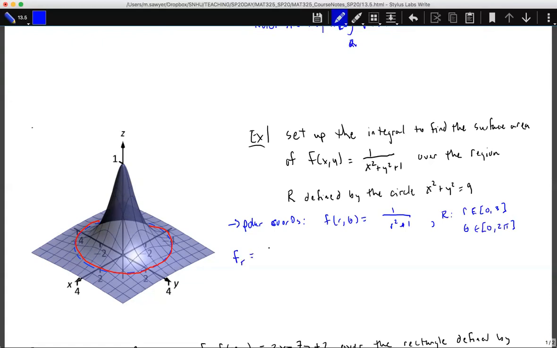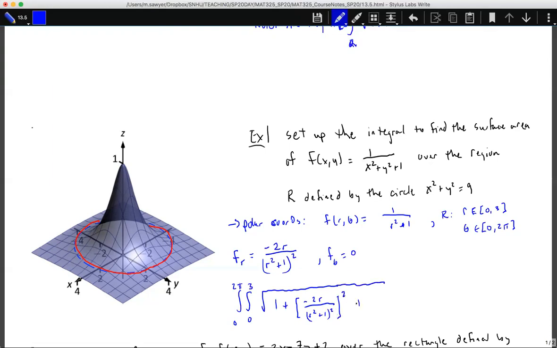So f sub r is negative 2r over r squared plus 1, quantity squared. F sub theta equals 0. So our double integral is 0 to 2 pi, 0 to 3, the square root of 1 plus f sub r squared, so negative 2r over r squared plus 1, quantity squared, that entire piece squared, plus f sub theta, which is 0, squared. And then our Jacobian, because we made the transformation to polar coordinates. And this is our setup for our integral.